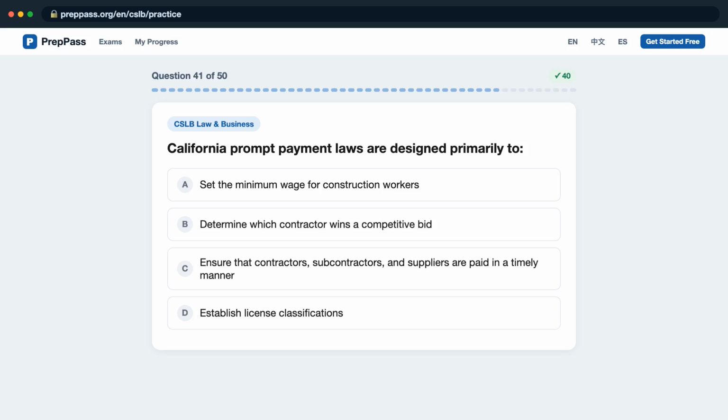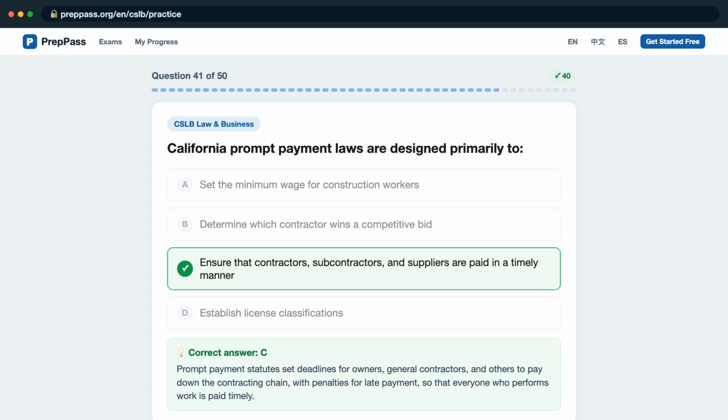Question 41. California prompt payment laws are designed primarily to, is it A. Set the minimum wage for construction workers? B. Determine which contractor wins a competitive bid? C. Ensure that contractors, subcontractors, and suppliers are paid in a timely manner? D. Establish license classifications? The correct answer is C. Prompt payment statutes set deadlines for owners, general contractors, and others to pay down the contracting chain, with penalties for late payment, so that everyone who performs work is paid timely.